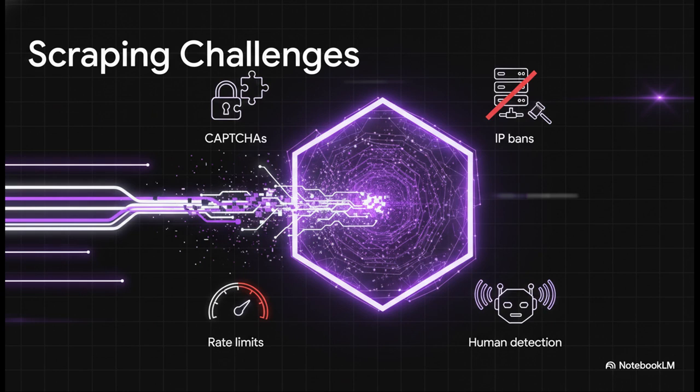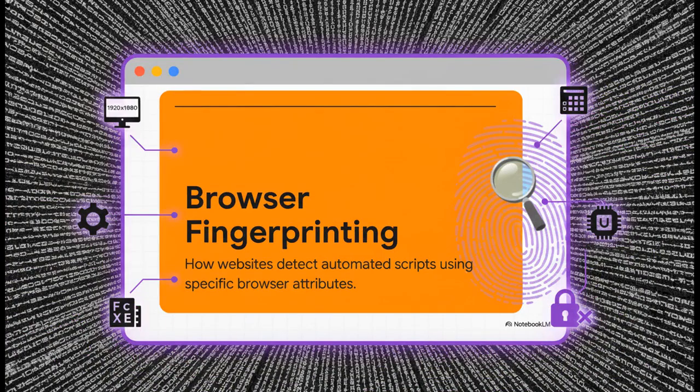Websites actively fight back. They throw up CAPTCHAs to stop you in your tracks. They monitor traffic and hit you with IP bans and aggressive rate limiting if you go too fast. They restrict content based on your geography. And, perhaps most difficult of all, they use advanced techniques to figure out if you're actually a human or just a script. Understanding browser fingerprinting is absolutely key here, because just sending simple HTTP requests often isn't enough anymore.